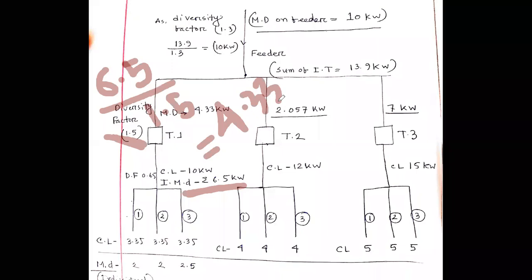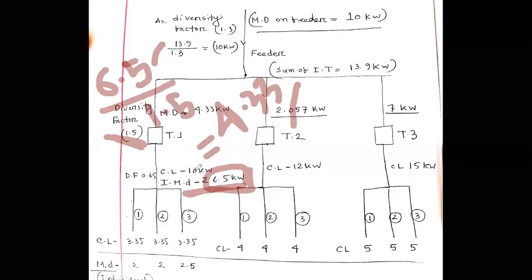Again, I am saying if these three consumers are using the power at the same time, the maximum demand on transformer 1 will be 6.5, but the diversity factor says they are not using the power at the same time. If we divide by the diversity factor, we get 4.33. That is the maximum demand available on transformer 1. Okay. Now, sir, how can we get 6.5 kilowatt?